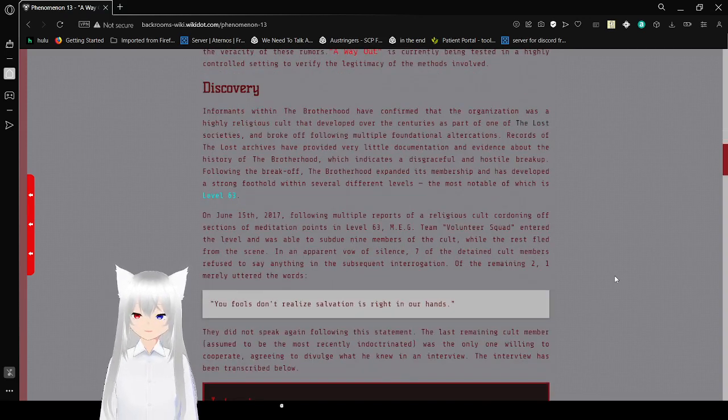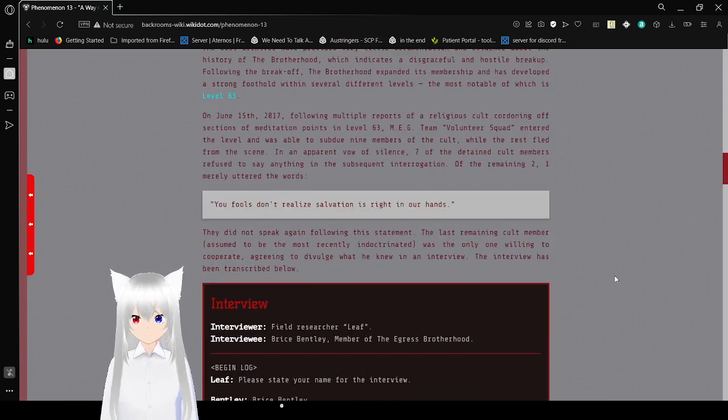Discovery: Informants within the Brotherhood have confirmed that the organization was a highly religious cult that developed over the centuries as part of one of the lost societies and broke up following multiple foundational altercations. Records in the lost archives have provided very little documentation and evidence about the history of the Brotherhood, which indicates a disgraceful and hostile breakup. Following the breakup, the Brotherhood expanded its membership and has developed a strong foothold within several different levels, the most notable of which is Level 63.